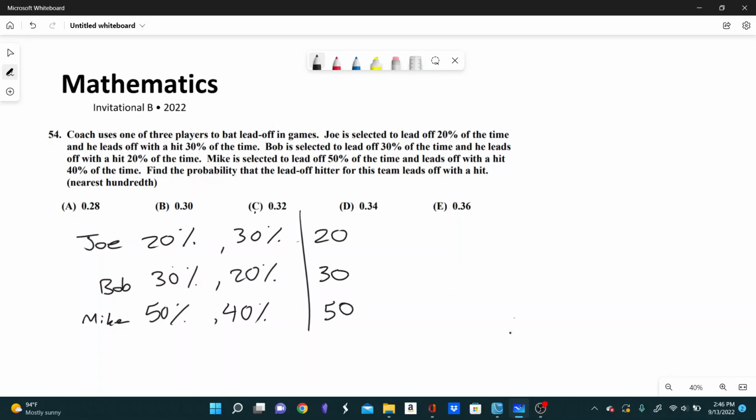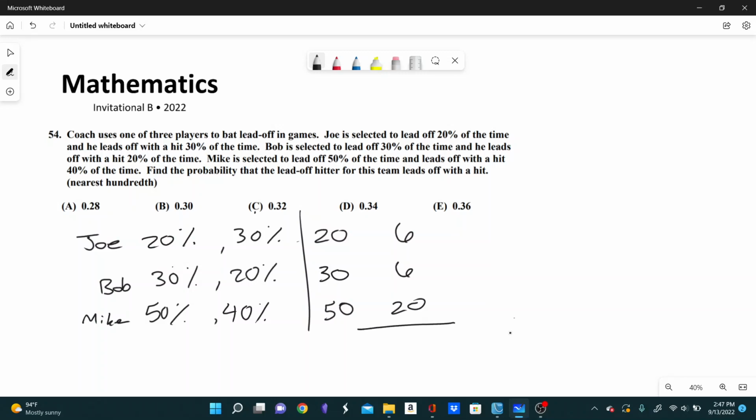Well, if Joe hits 30% of those 20 leadoffs, well, 30% of 20, so he would hit 6 of them. And then Bob hits 20% out of his 30, and 20% of 30, that's also 6. And then if Mike hits 40% of his 50, well, then he would get 20 of those.